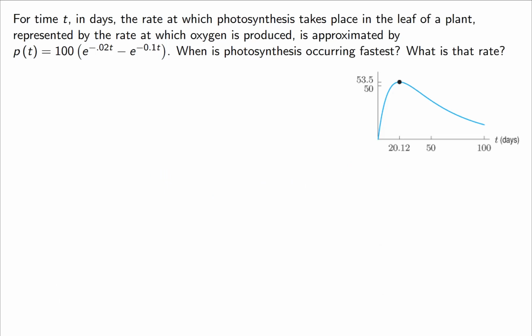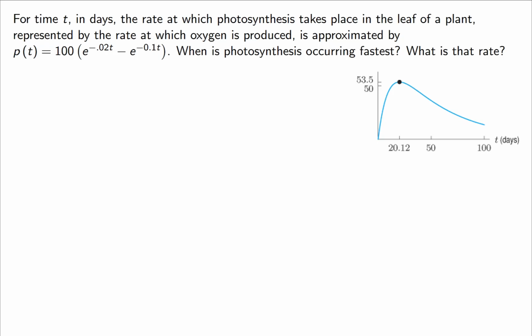One more example. We've got the rate at which photosynthesis takes place in the leaf of a plant given by this expression. We want to know when the photosynthesis is occurring fastest and at what rate. Now the graph is sort of giving away some of this information, but we can find it. So what we want to do is figure out, again this being a rate here, you don't really have to think about it too much with derivatives, just know that this function is telling us the rate already.